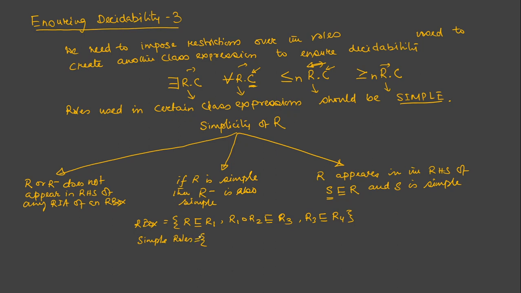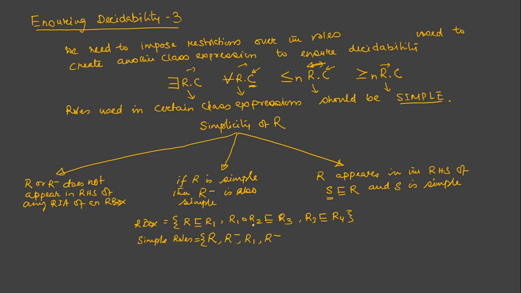Now let's look at R. So R does not appear in any of the right hand side of the role, and R inverse also does not appear in any of the right hand sides of any of these RIAs. So R is a simple role. Now as R is a simple role, R inverse is also a simple role. Now let us take R1, right? So R1 appears in the right hand side of a role, but the left hand side of the role, R, is simple. So in that sense, R1 is also a simple role. And as R1 is a simple role, R1 inverse is also a simple role, right?